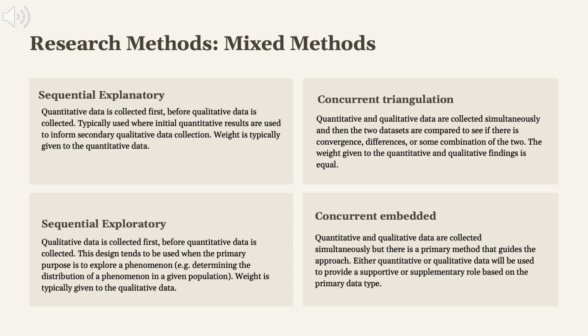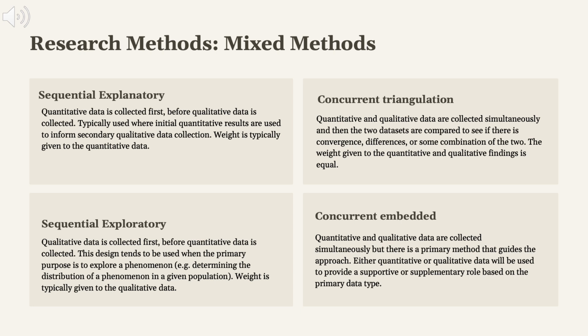Next is the concurrent triangulation design, where quantitative and qualitative data are collected at the same time. The aim here is to compare the two datasets to see whether the findings converge, diverge, or complement each other. For instance, while surveys might indicate that healthcare providers are satisfied with a new digital tool, focus groups might reveal frustrations that weren't captured in the numbers. In this design, equal weight is given to both data types.